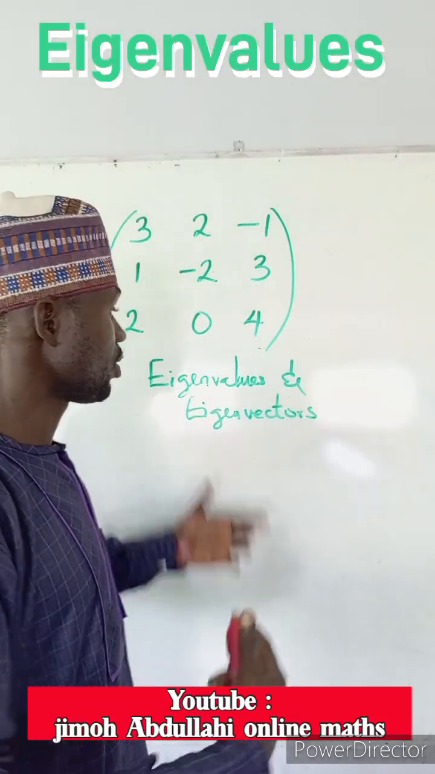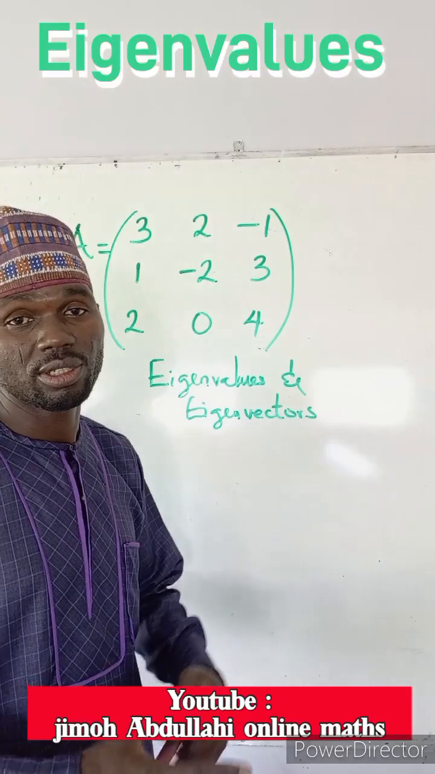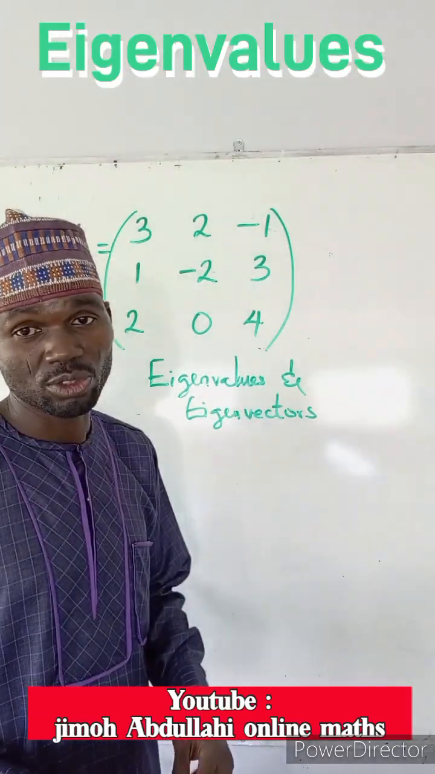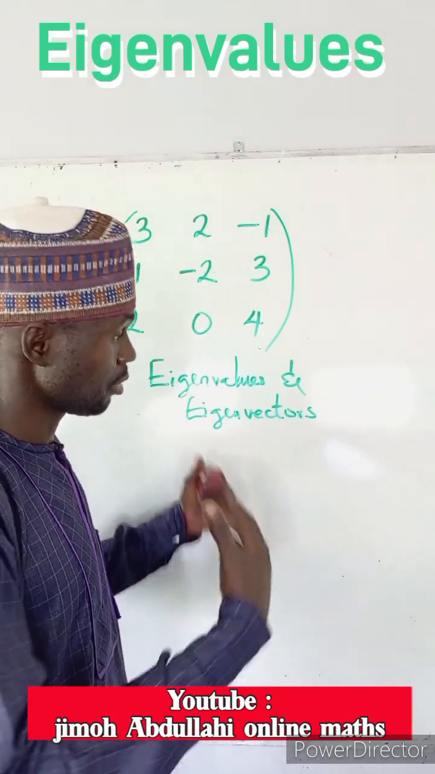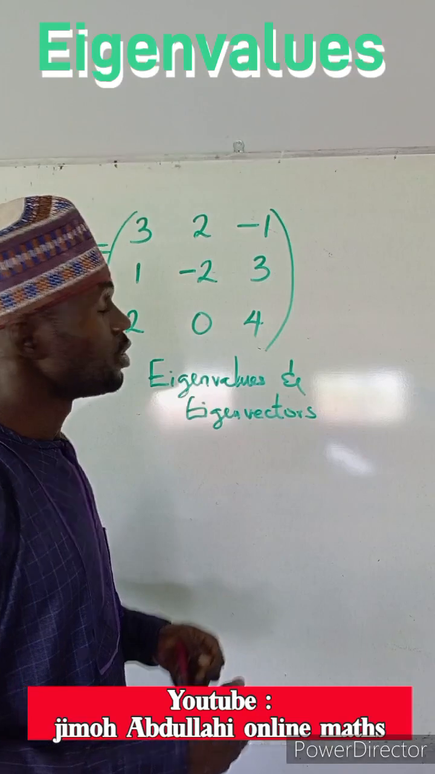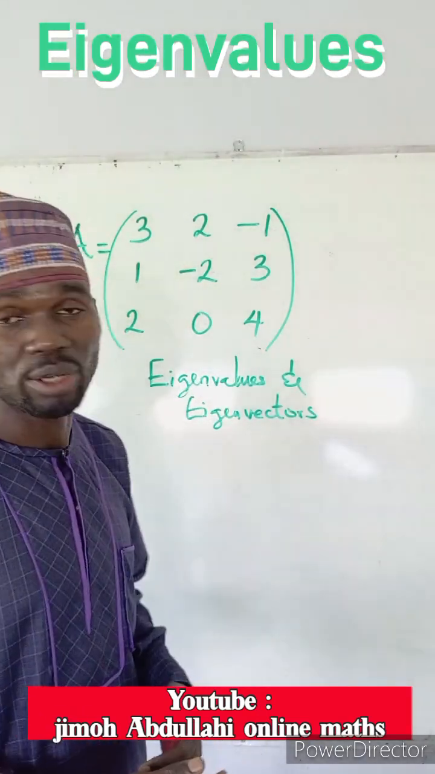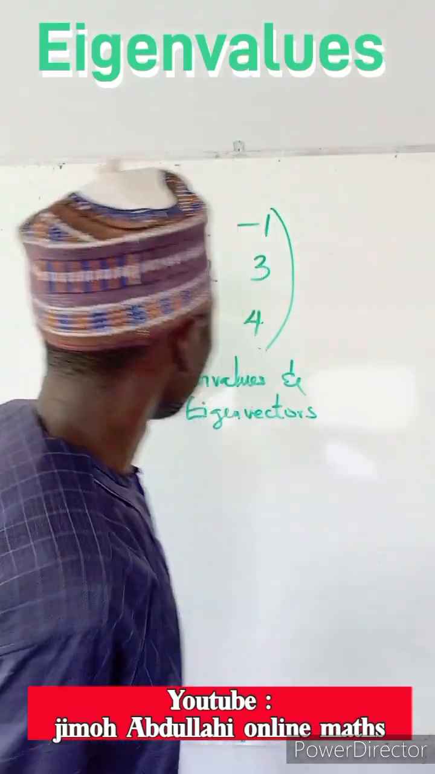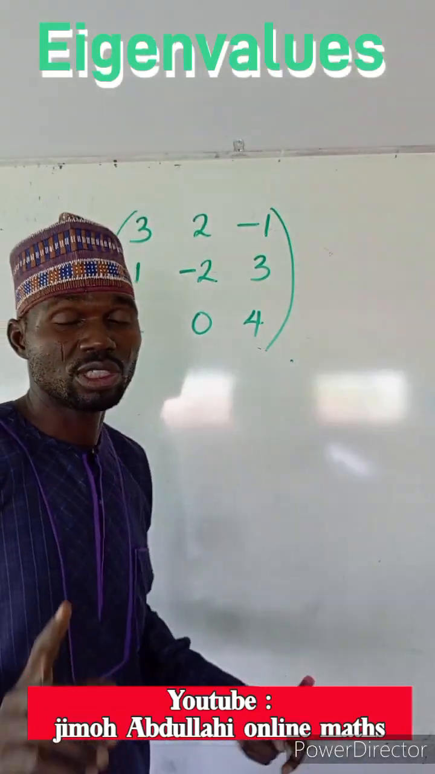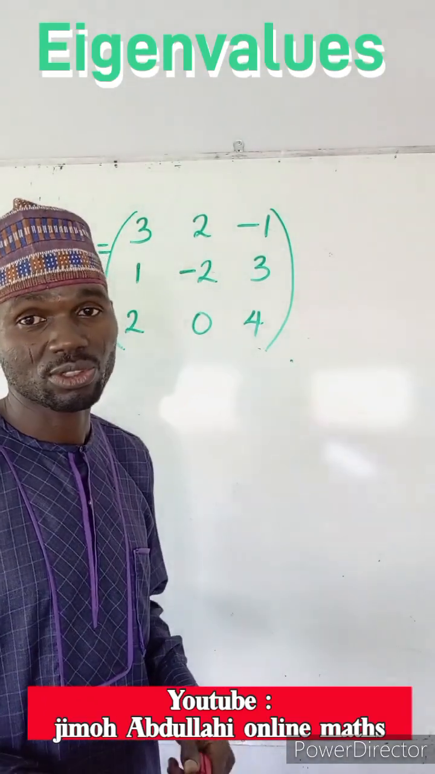But today, I might not be able to cover eigenvectors, but I'll just give you the introductory part of it. Then I will solve more of eigenvalues because of the nature of the working of the solution that we're going to have. So please, I want you to pay attention so that you get the trick on how to solve it. Alright, so let's start with the eigenvalues. The eigenvalues is what you are going to determine first, and after getting that, you can now get your eigenvectors.